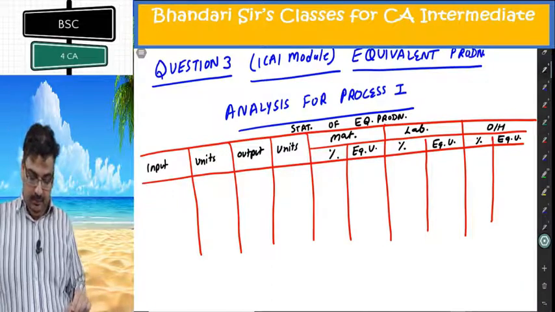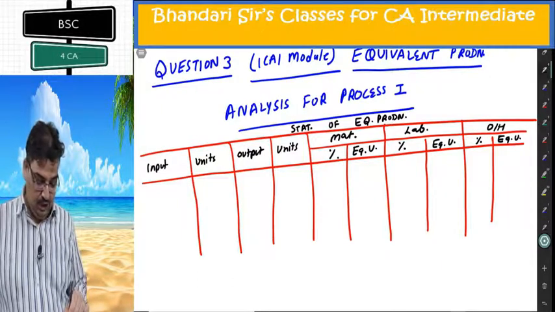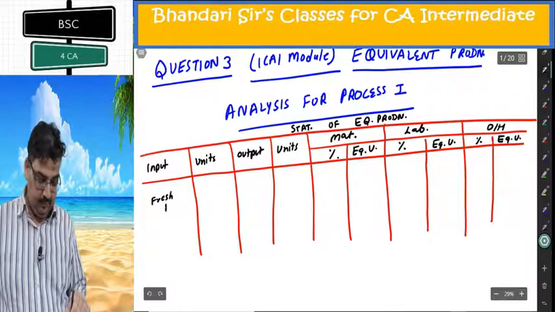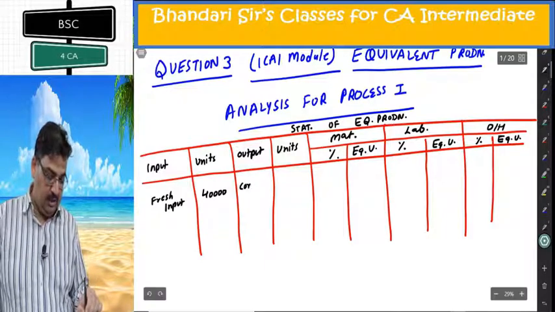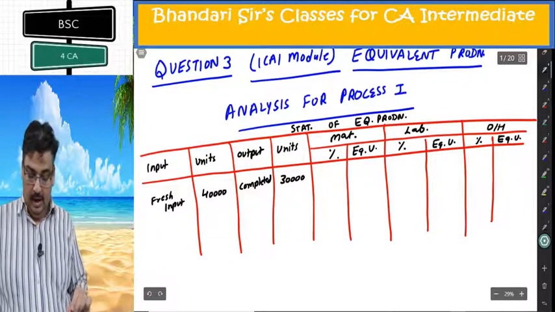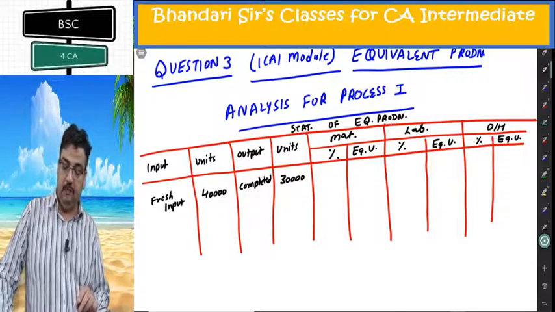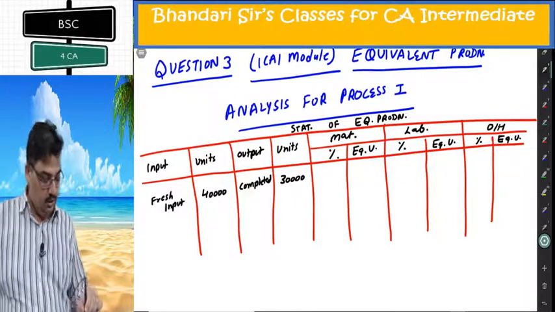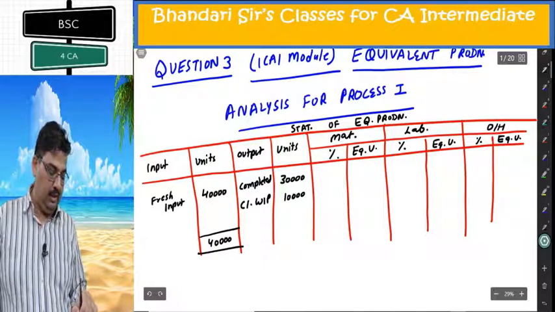Now in this case there is the month of April, fresh input is there. No opening WIP. Input is 40,000 units. Transfer to next process means completed, 30,000, and the balance are incomplete. Those not transferred to process 2 are 100% complete for material, 50% for labor and overheads. So WIP 10,000. No loss, no gain makes things very easy.